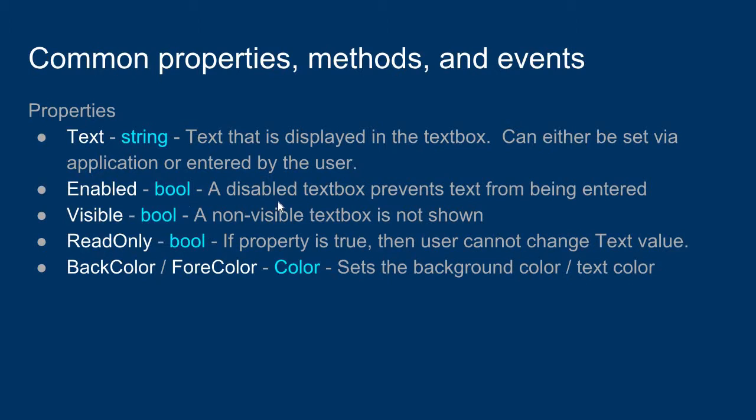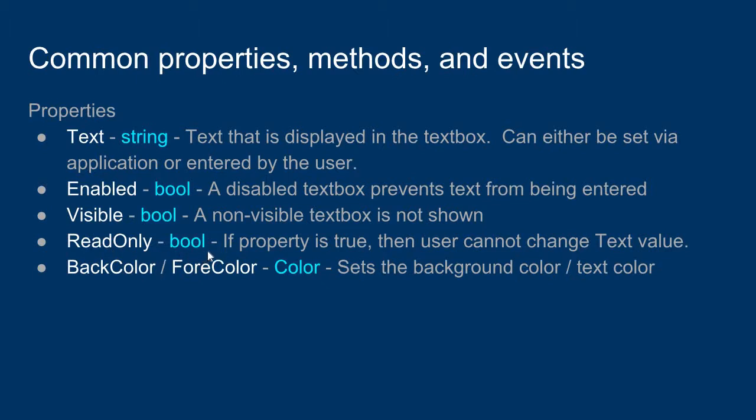The enabled property is a Boolean property. If the enabled property is false, then the text box is considered disabled. It is viewable, but the user can no longer enter values into it. The visible property is a Boolean property. If the visible property is set to false, then you can't see the text box anymore. The read-only property is also Boolean.